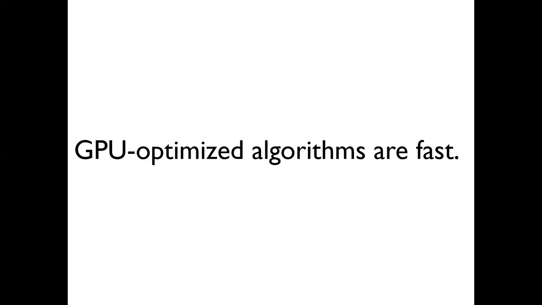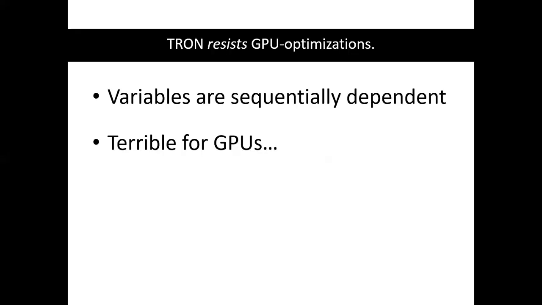This is well known for, of course, deep learning methods and gradient descent. But this has not been explored for higher order algorithms, especially intricate algorithms like Tron. This was actually a topic which I explored in my NeurIPS 2020 paper last year. So why is it the case that higher order algorithms like Tron have not been explored for GPU optimizations? It turns out that they actually resist GPU use.